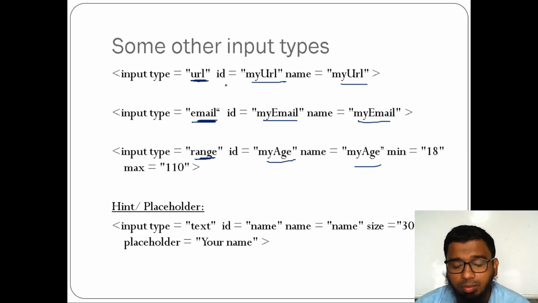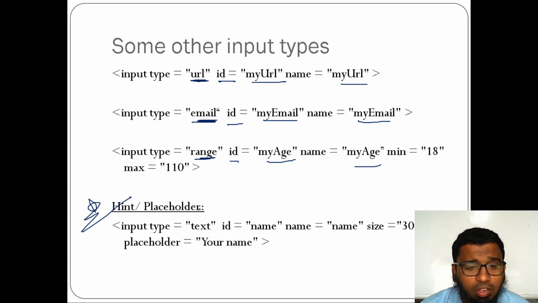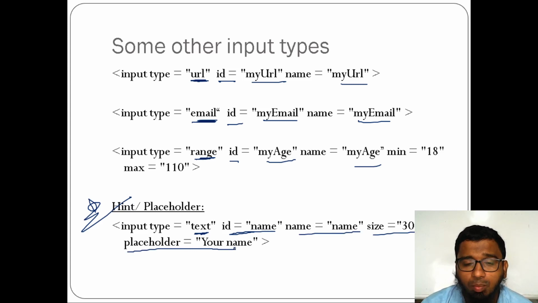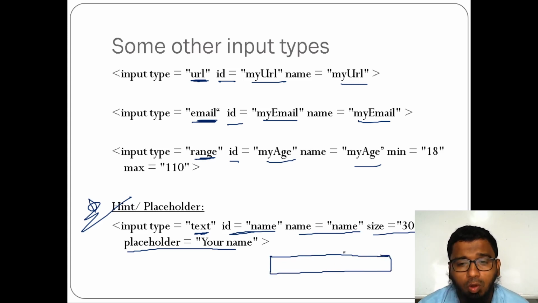Here you can give the name as well as the ID. And what is this? This is important: hint and placeholder. What is this placeholder? Input type equals text. We have given the text, ID is name, and name is name. Size 30 and placeholder your name. So how it will display: this is a text box.